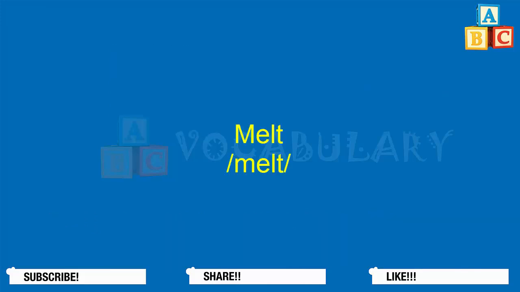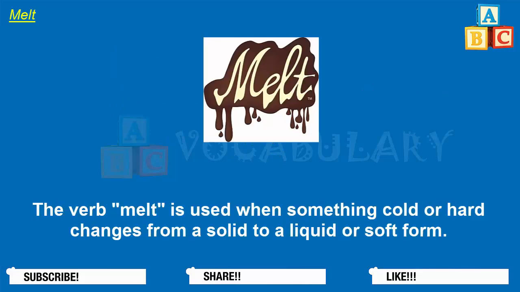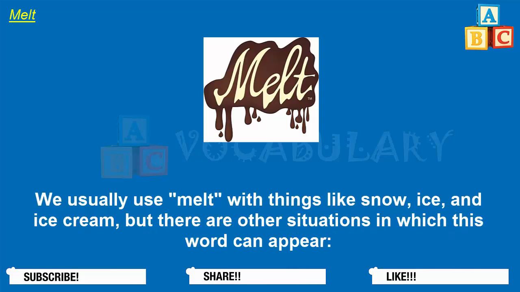Melt. The verb melt is used when something cold or hard changes from a solid to a liquid or soft form. We usually use melt with things like snow, ice, and ice cream, but there are other situations in which this word can appear.